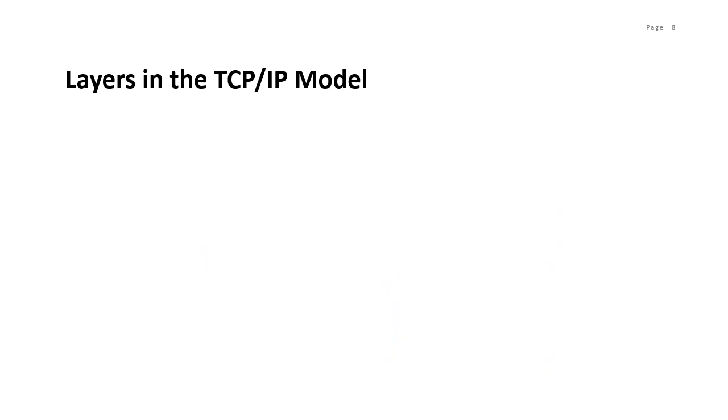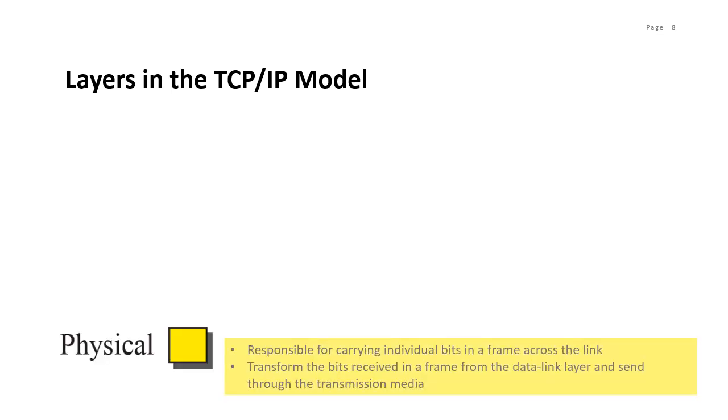After understanding the concept of logical communication, now we are ready to briefly discuss the duty of each layer. Just briefly, the physical layer is responsible for carrying individual bits in a frame across the link. Although the physical layer is the lowest layer in the TCP/IP protocol suite, the communication between the 2 devices at the physical layer is still a logical communication, because there is another hidden layer, which is the transmission media, under the physical layer.